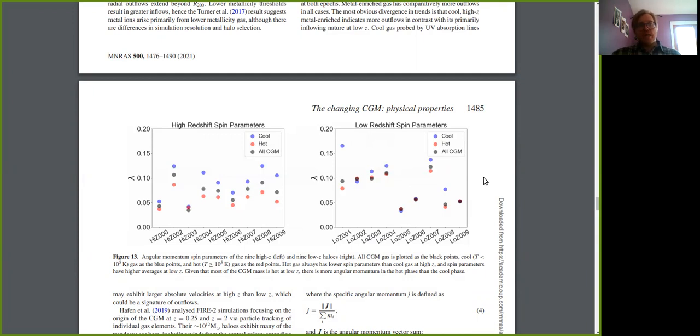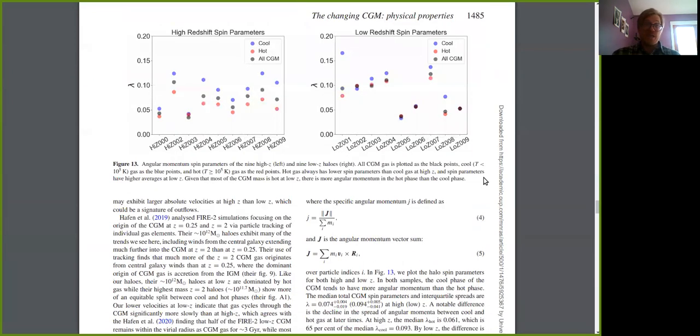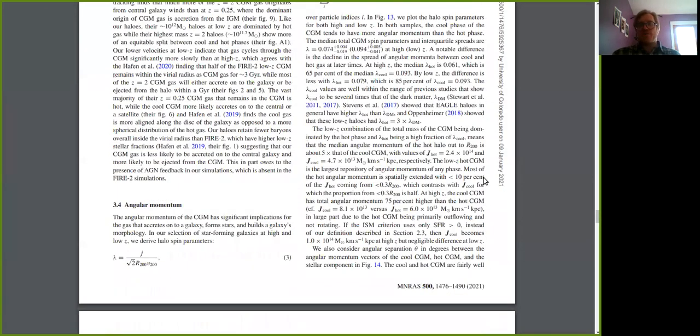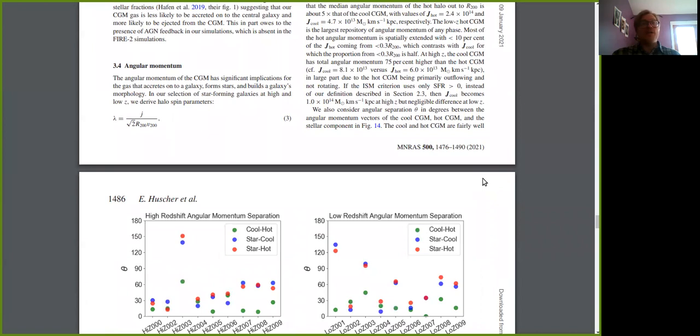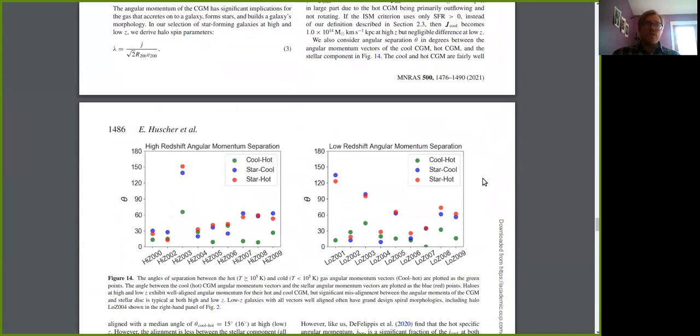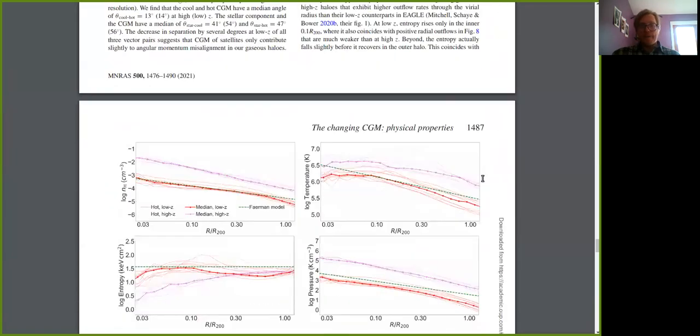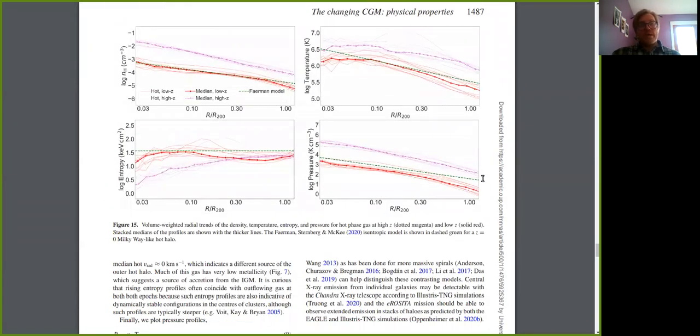So if you have interest, in this paper, we also get into the angles of separation between the angular momentum vectors. We examine outflow fractions of gas and metals more closely. And we look at volume-weighted quantities like entropy and pressure. So we're working now on a follow-up paper comparing these same Eagle zooms to observations to see how well they can reproduce metal absorption lines at high and at low redshift.